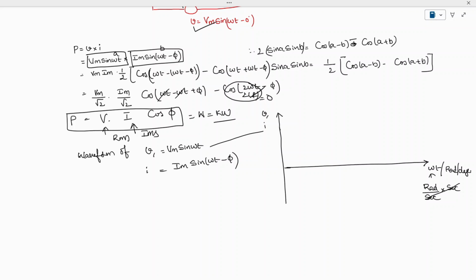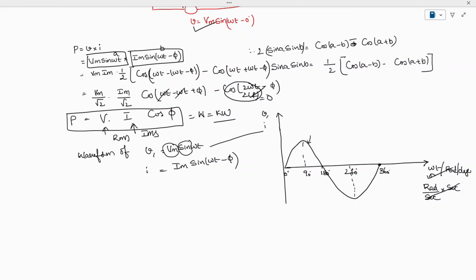Instantaneous voltage has a maximum value of Vm, and it is a sinusoidal function varying with respect to omega t. So I am going to draw the waveform like this. This is the instantaneous waveform. Exactly how to draw it, no issue, I'm just mapping. This is sine 0 degrees, this is sine 90 degrees, this is sine 180 degrees, this is 270 degrees, this is 360 degrees.